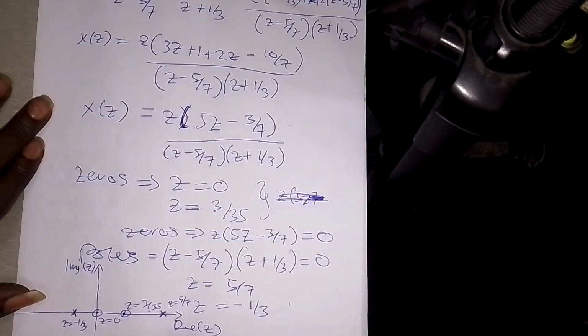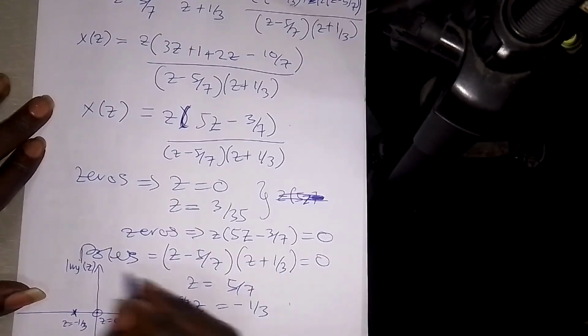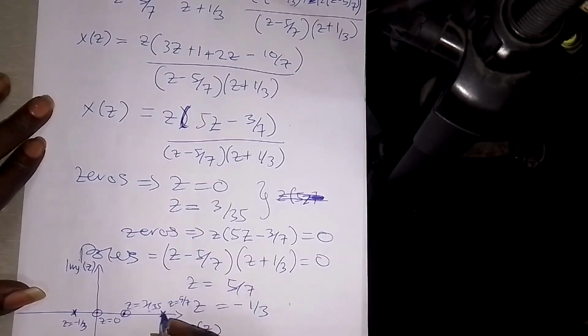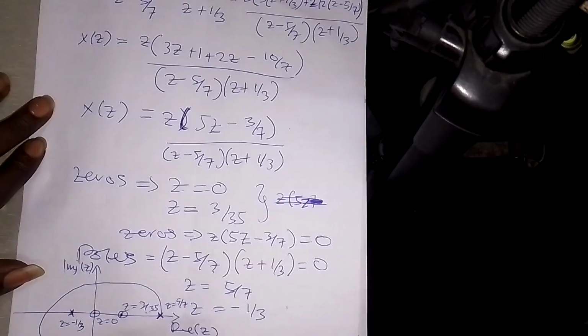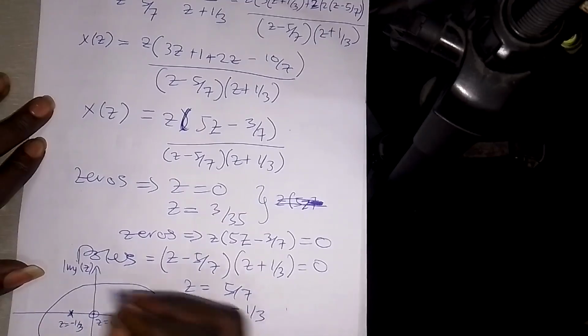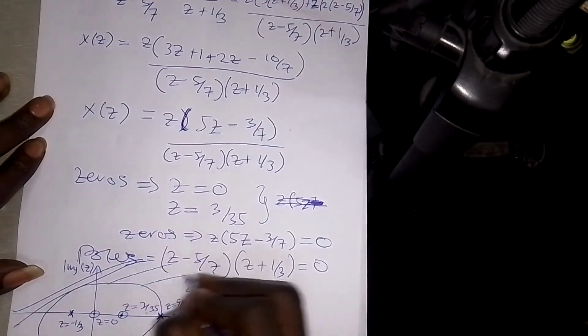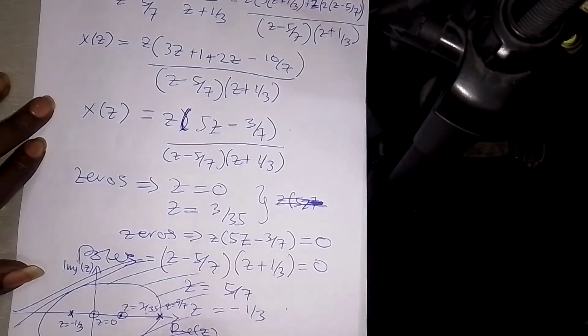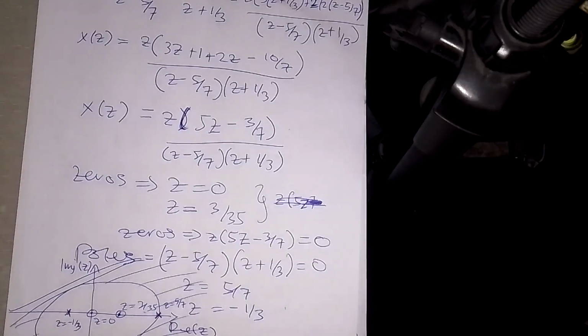Now you can also do your ROC, region of convergence, here. Z is equal to positive 5 over 7, so my circle must pass through 5 over 7. The final ROC is such that mod Z is greater than 5 over 7. If it's greater than, then outside.